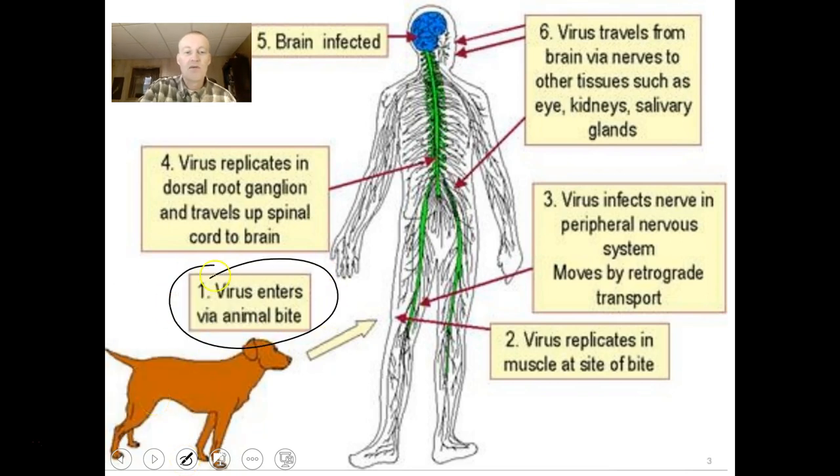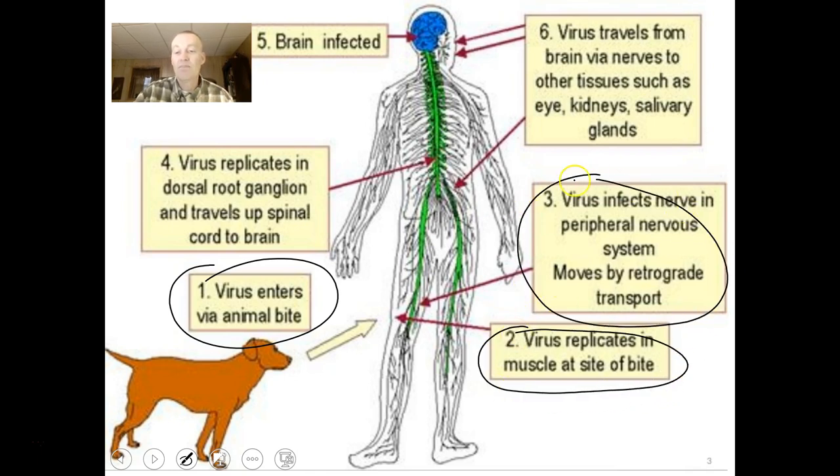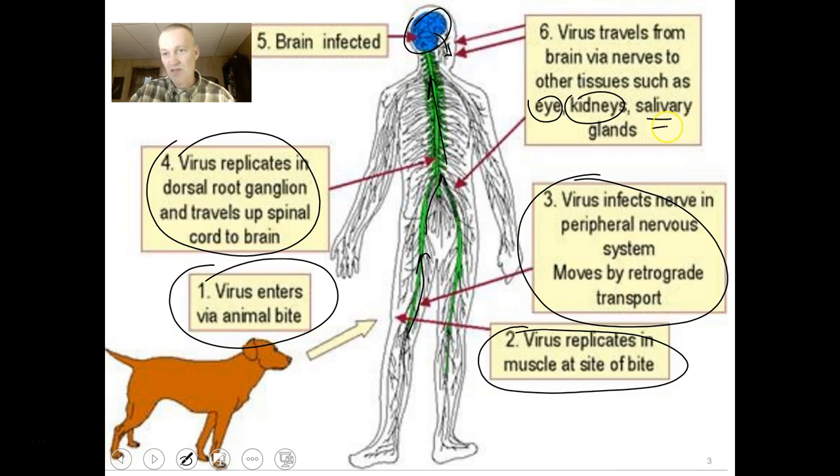So we were talking about an animal biting. At the site of the bite, the virus replicates. It moves back up through your peripheral nervous system, and that's going to be a retrograde activity. I'll show you that in just a second. It continues replicating and moves closer and closer to the brain. Eventually, it gets to the brain and infects it, causing massive neurological damage. The virus then will travel anterograde, down your nerves, and get into things like your eyes, your kidneys, and specifically your salivary gland, so that if you bite people, you can infect them as well.